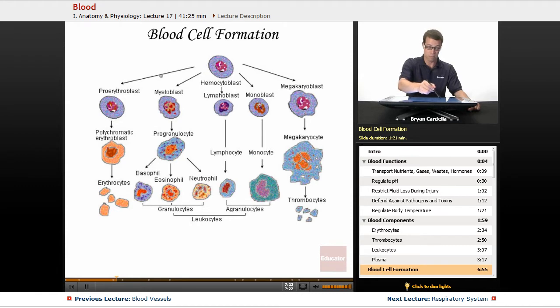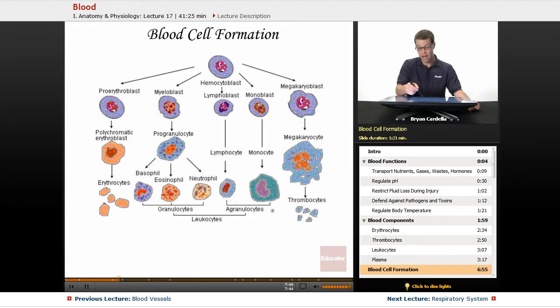So for instance, where you get this from is the hemocytoblast. The proerythroblast eventually leads to the formation of red blood cells, erythrocytes. This particular lineage leads to a certain kind of a white blood cell of the leukocytes called granulocytes, because they have little granules in the cells. It looks like they have little dots, little particles in these cells.